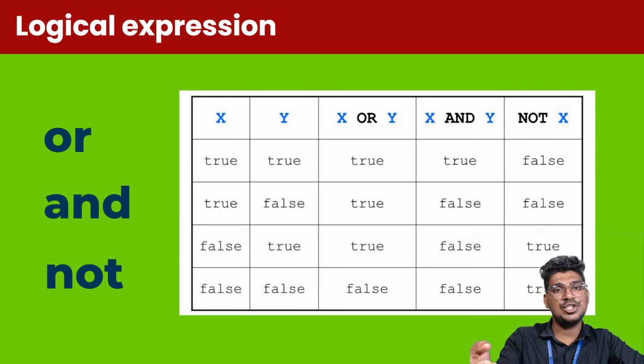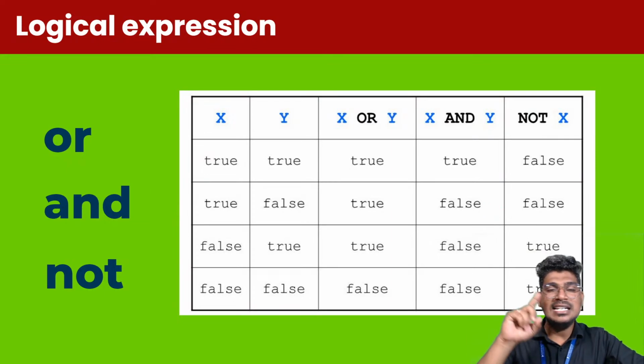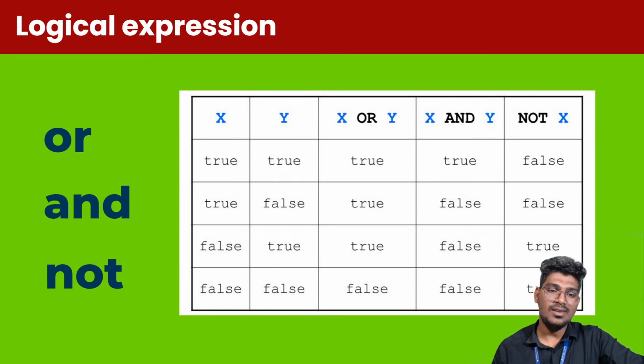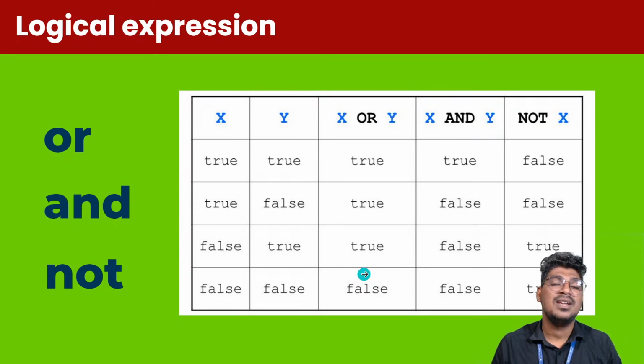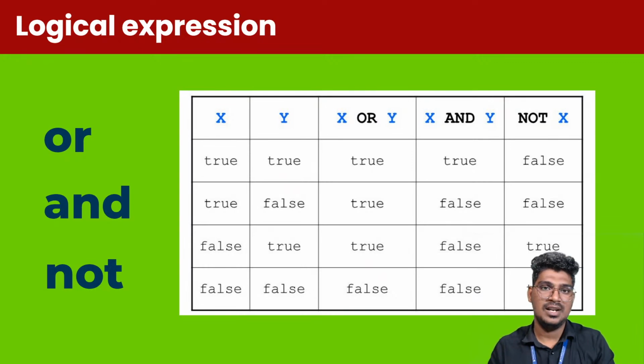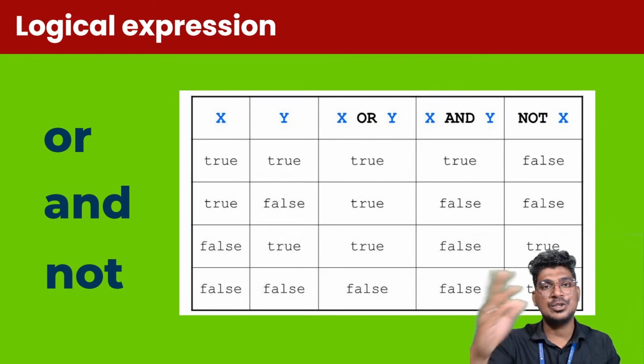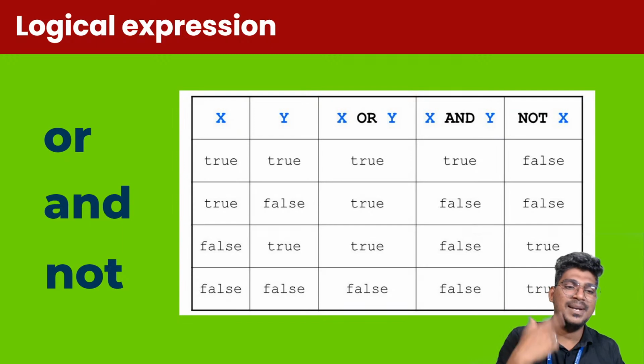That means both the conditions are true, in the sense true. If at least one condition is false, the output will be false. Okay, then what about not? It is completely reverse. If the condition is false, the output will be true. If the condition is true, the output will be false. False becomes true, true becomes false, it will be reverse.